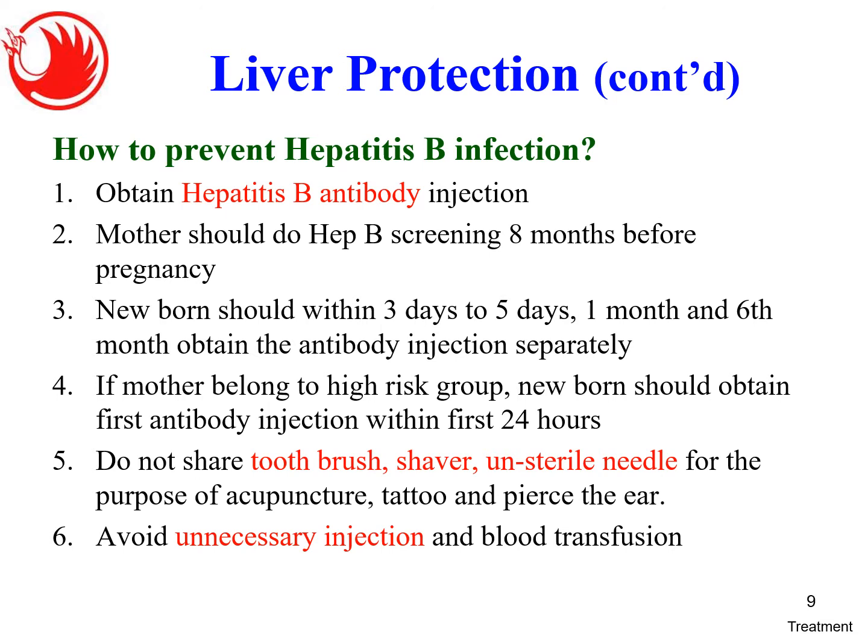The fifth is do not share toothbrushes, shavers, or unsterile needles for acupuncture, tattoo, and piercing, because hepatitis B can be transmitted through body fluid and blood transfusion. So try to avoid that. And the last one will be to avoid unnecessary injection and blood transfusion in order to eliminate the risk of infection.